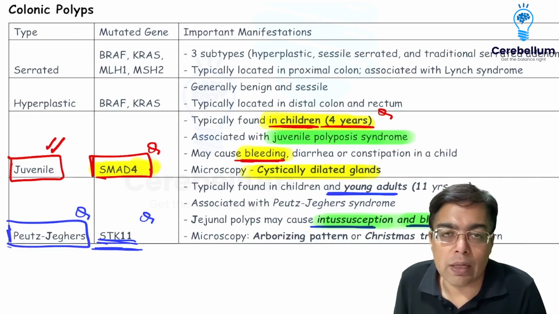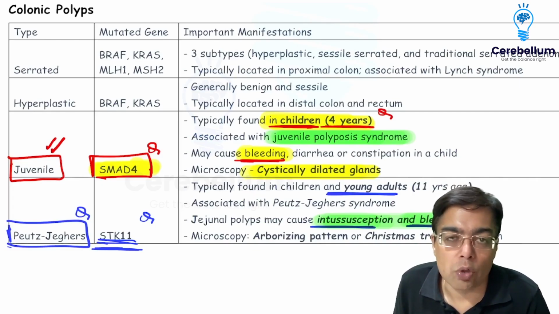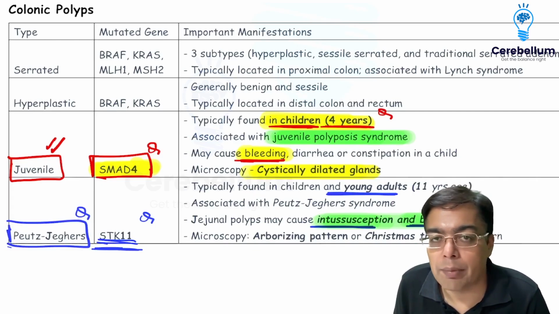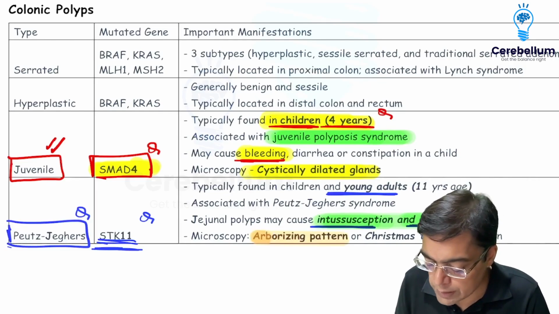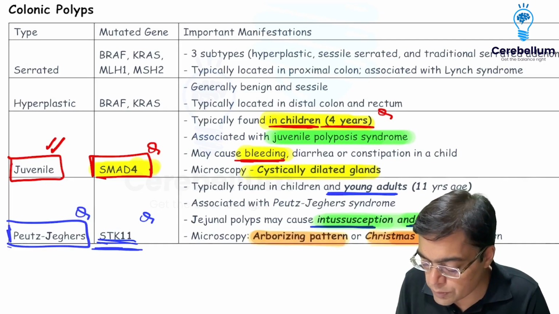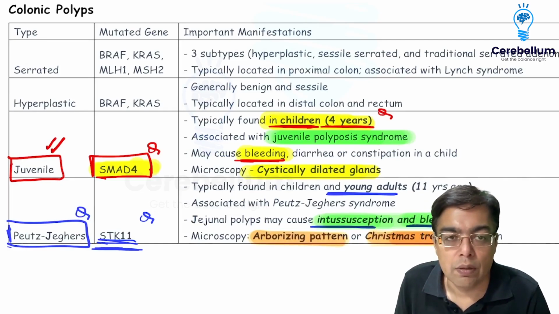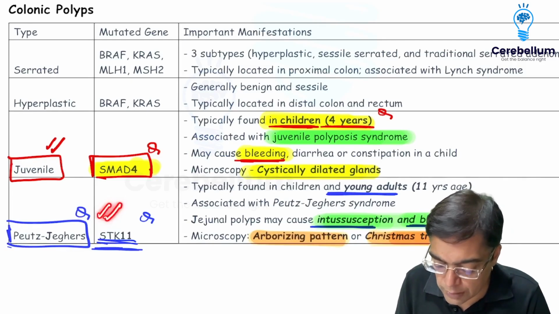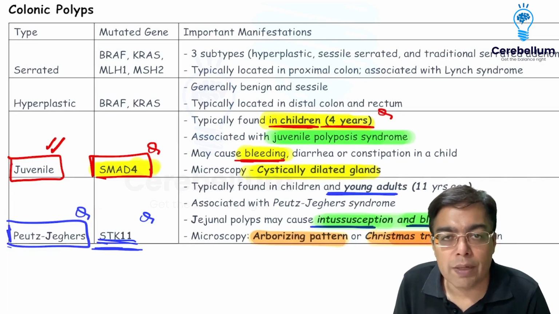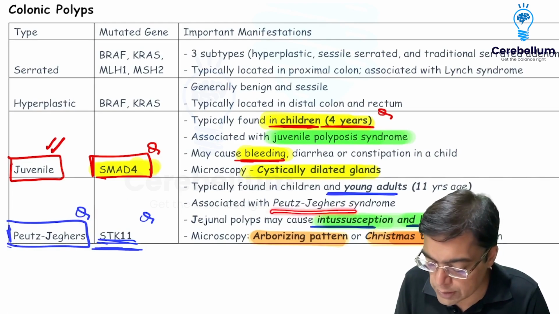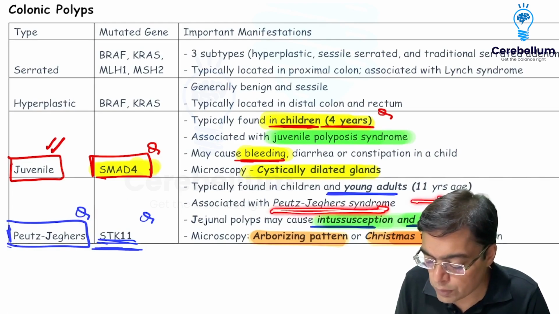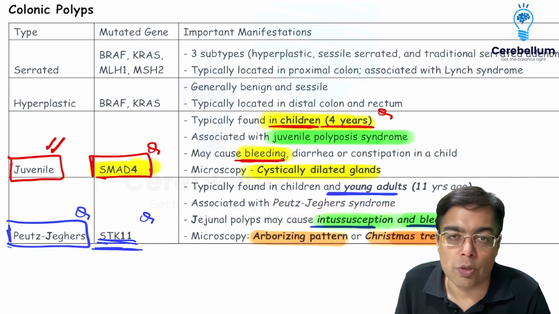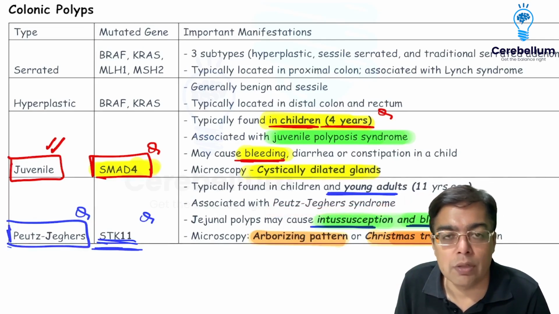Why we need to talk about this condition is that if you look at this polyp microscopically, it has smooth muscles infiltrating the lamina propria. When smooth muscles infiltrate the lamina propria, we have an arborizing pattern, also called a Christmas tree pattern of the smooth muscles. If an individual has multiple Peutz-Jeghers polyps and also hyperpigmentation of the oral mucosa, that condition is given the name of Peutz-Jeghers syndrome.